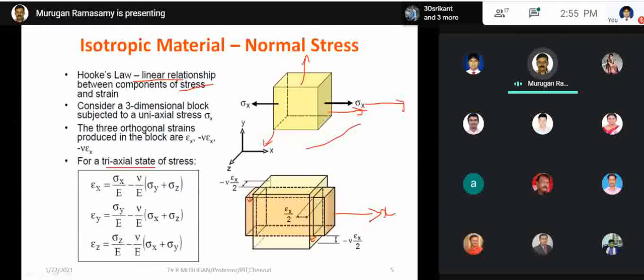So this is because of this Poisson effect. This will also contribute some strain along this x direction. So we have to properly subtract the strain due to the other two directions, right? That is the equation here. So you have to understand carefully.